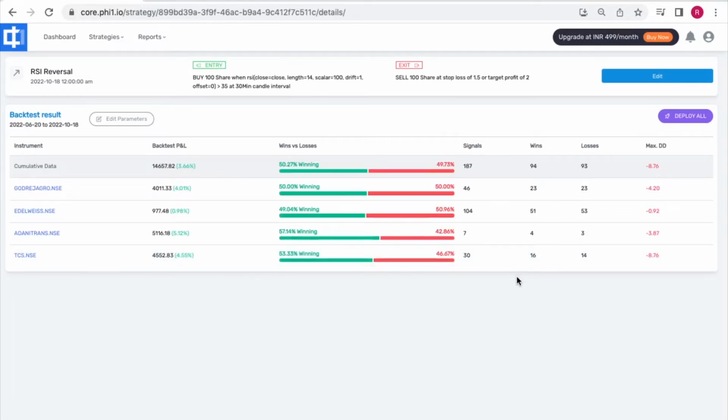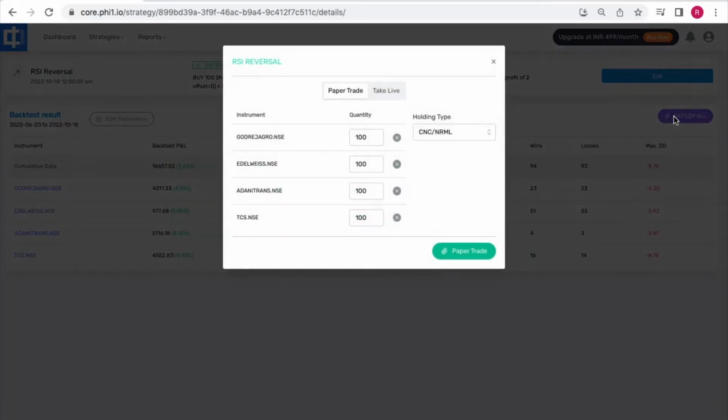Alright, now these results look acceptable to me to go ahead and deploy my trade. Hit deploy all. Before I take my trades live, I have the option of paper trading these stocks. Paper trading is simply trading in the live environment but without using any of your actual money. So the risks are absolutely zero, plus it's a great way to really test your strategy, your trade setup in a live environment. And I would say that it's kind of a must before you take your trades live.